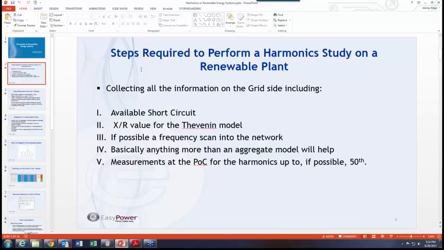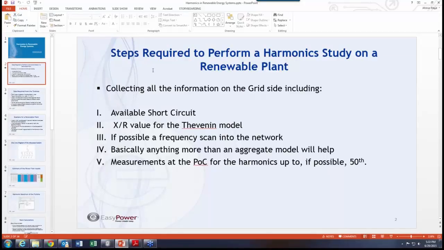I already introduced myself, so let's go to the first slide here. We need to follow a few steps whenever we want to perform a harmonic study, and those steps include data collection. Usually, as the name of this study suggests, it's going to be a larger system. If it's a larger system, you would need to collect data on your utility, and data on the available equipment connected to that system.